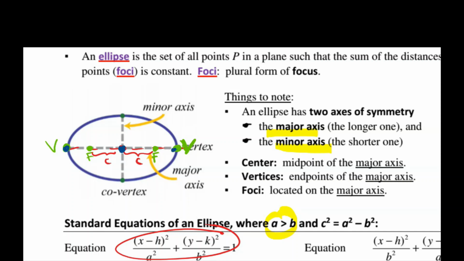Okay. So a represents the distance from the center to the vertex. So right here.